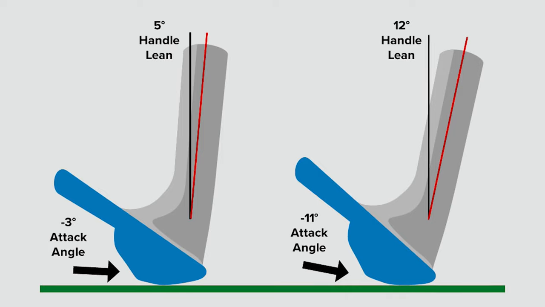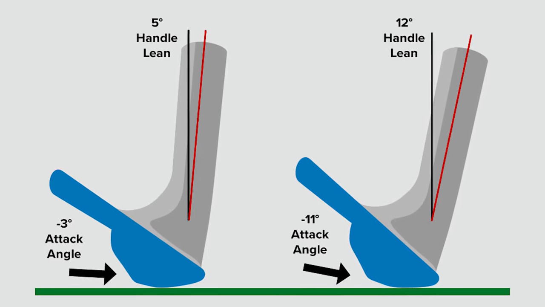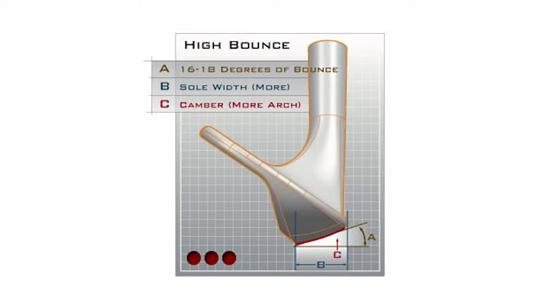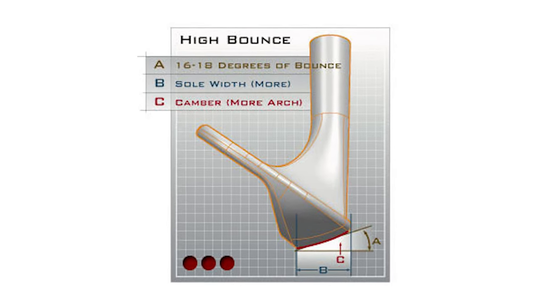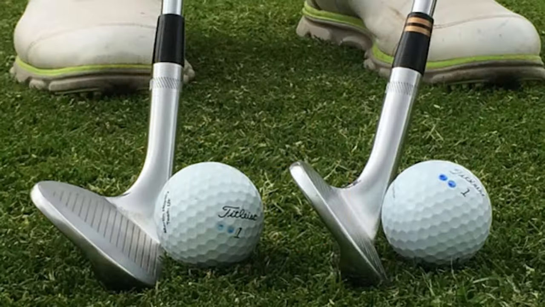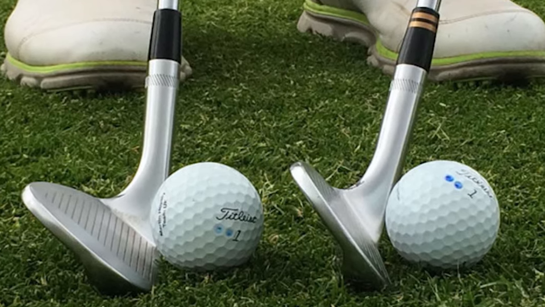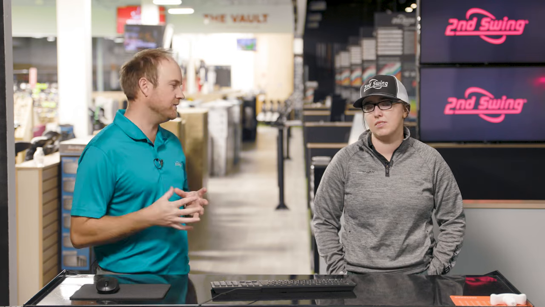So speaking of wedges, when we're talking about attack angle, if someone has a really steep attack angle, generally speaking, they need a little more bounce. Bounce is your friend, bounce is forgiving. If you have a shallower attack angle, you probably don't need as much bounce on your wedges. Okay, moving on to 7-iron.